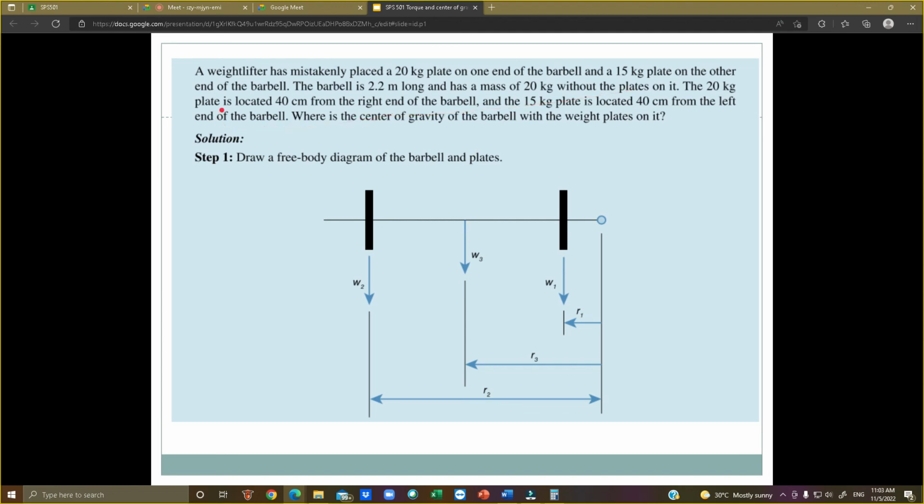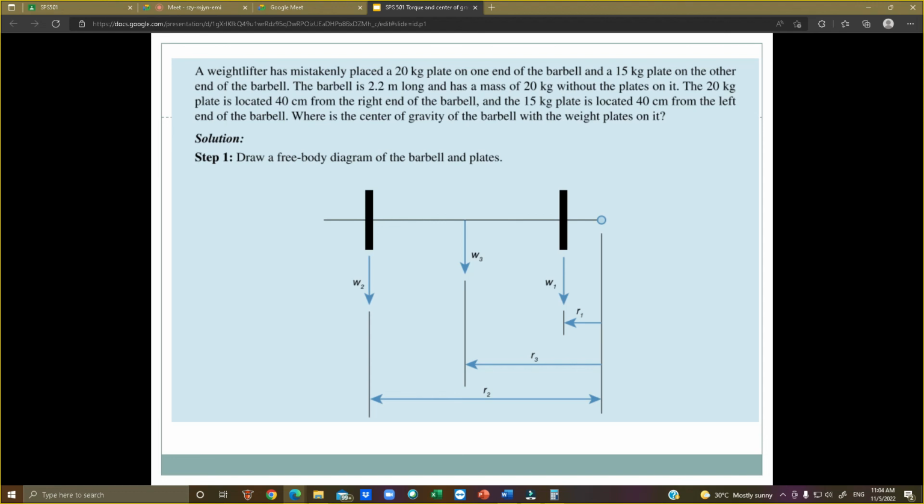Okay, the 20 kg plate is located 40 cm from the right end. This one is 20 kg, 40 cm. And the 15 kg plate located 40 cm from the left end. Ni 40 cm. Tadi kita ada 2.2 tolak 40, dapatlah 1.8. Okay, daripada sini 1.8. Where is the center of gravity with the weight plates on it? Kat ni. Pergi kira lah. Dia dah bagi diagram, dah senang hidup tu.